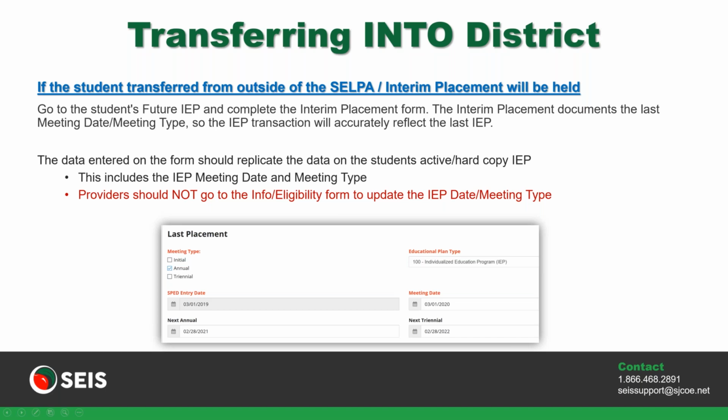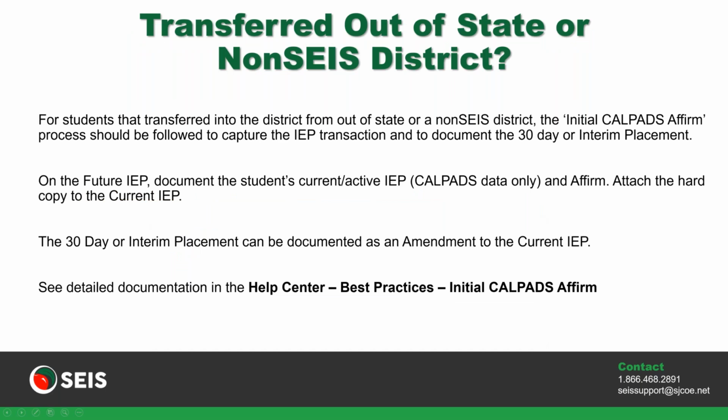The next question that we get from there is always about the students that transferred out of state. Well, that doesn't really work going to the future IEP. So you are right. This is one of those scenarios where it just really doesn't work out. So you can still use that initial CALPADS Affirm process to document the student's active IEP and SEIS. Again, the whole point of this is just to get the IEP transaction in the district.